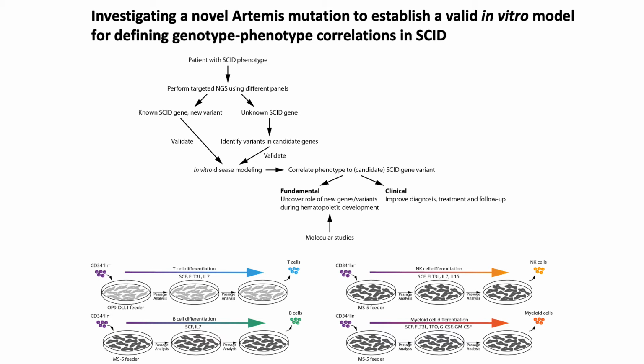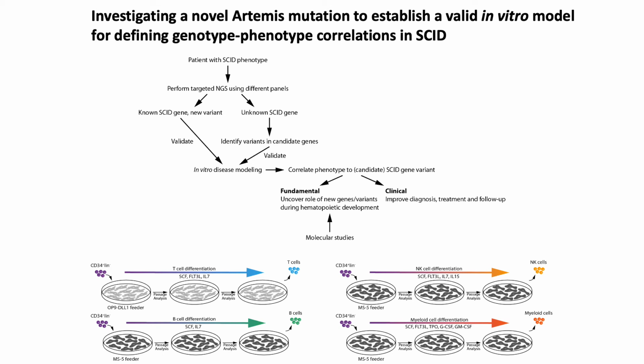Next, we validate the causality of these SCID genes in our in vitro disease model by isolating hematopoietic precursors from peripheral blood and differentiate these cells towards T, B, NK, and myeloid cells on different feeder layers in the presence of lineage-specific cytokines. In this way, we're able to identify a stage-specific arrest during the development of these progenitors by weekly follow-up using flow cytometry for stage-specific markers. Eventually, we can correlate the in vitro phenotype to the genotype that was found initially to confirm the causality of the variant in these SCID genes.